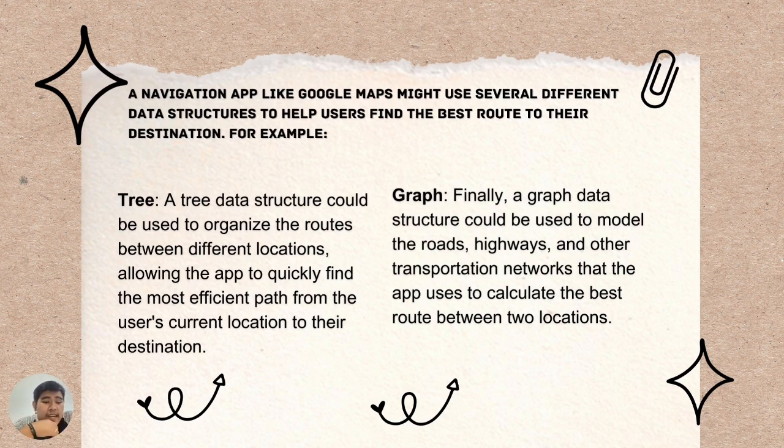Next, there is also a tree. A tree data structure could be used to organize the routes between different locations, allowing the app to quickly find the most efficient path from the user's current location to their destination. Finally, it also has a graph. A graph data structure could be used to model the roads, highways, and other transportation networks that the app uses to calculate the best route between two locations.